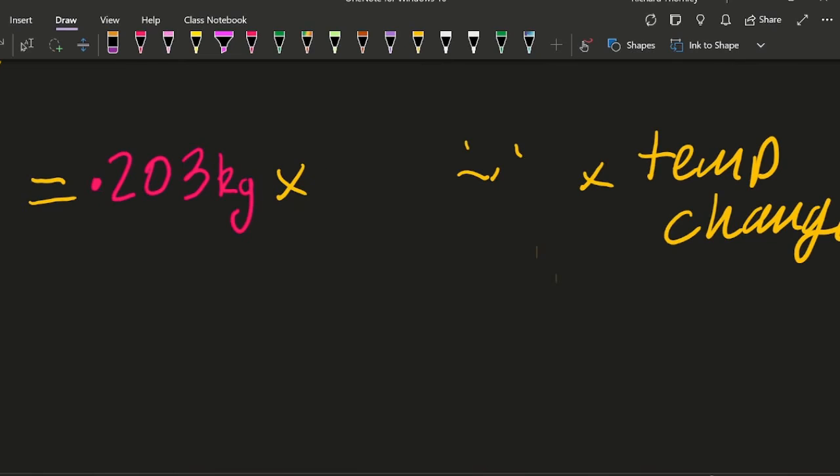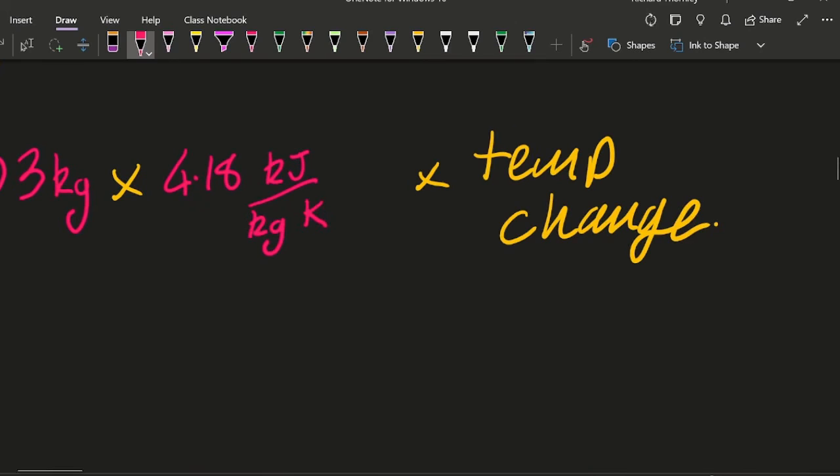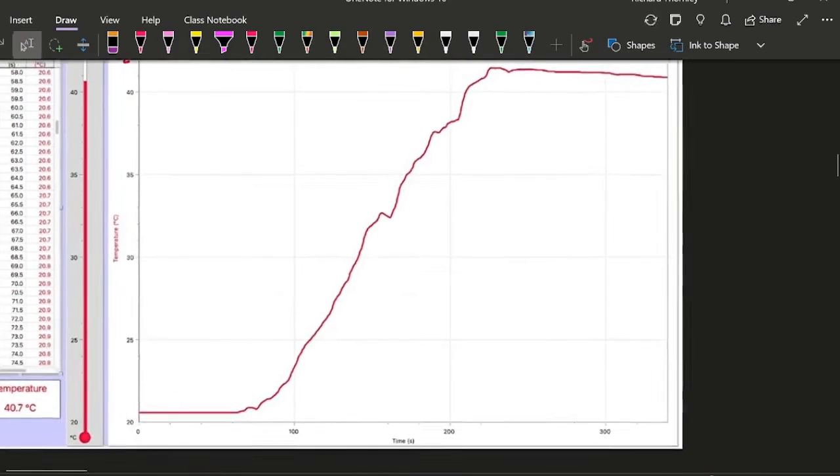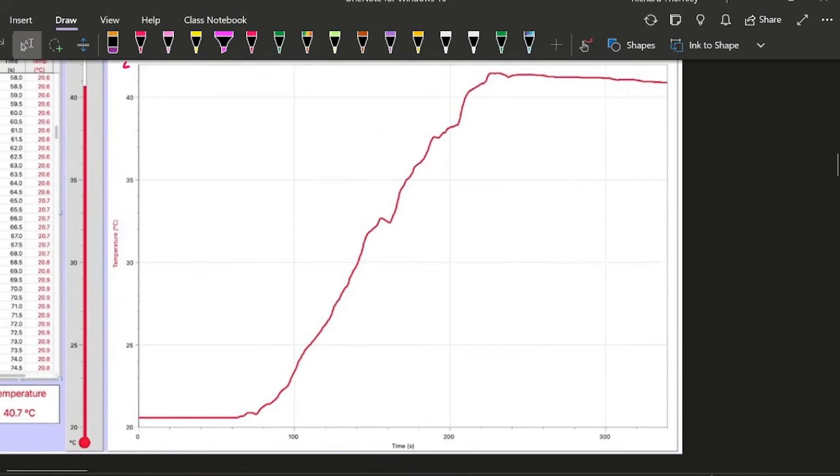Specific heat capacity, it's 4.18. That's given in the data booklet. Kilojoules per kilogram per Kelvin. And then the temperature change. And so this is where the rub is. I like to ask this question. Here's the graph of my temperature change. Well, what was it at the beginning of the experiment? Well, it looks like here was where the experiment started. So that's not too problematic.